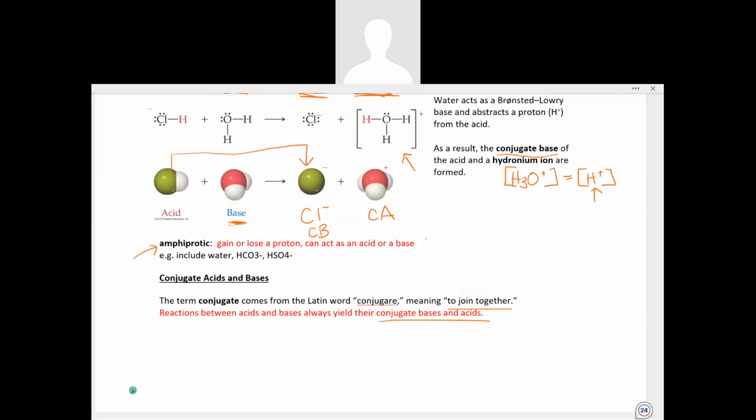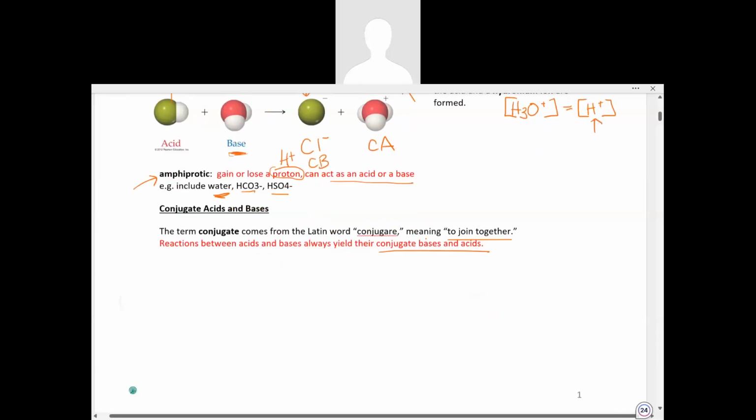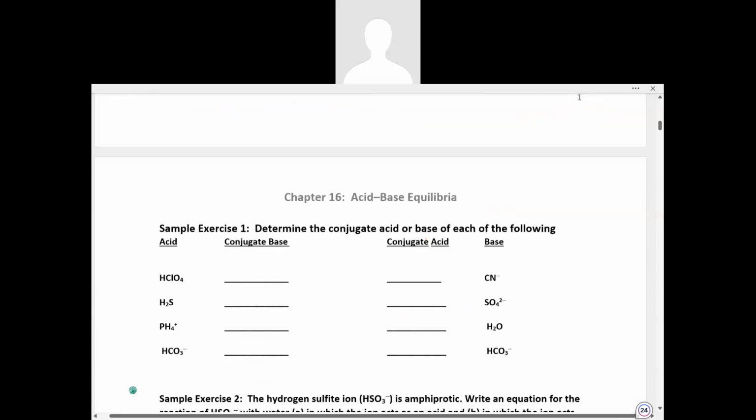And there's one other definition here that you should note, this term amphiprotic. Some species, such as water, can gain or lose a proton. Water does have that acidic proton that we mentioned previously. So these species can therefore act as acids or bases. There are some other examples here: bicarbonate, bisulfate. Both of these species, in addition to water, can also gain or lose a proton.